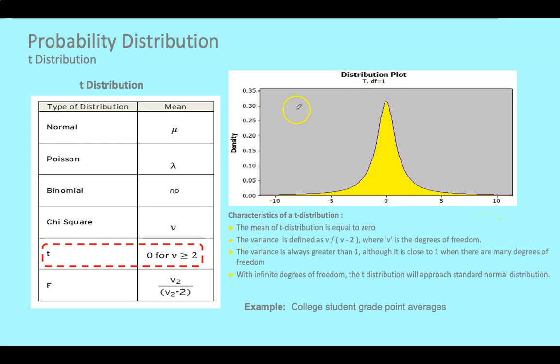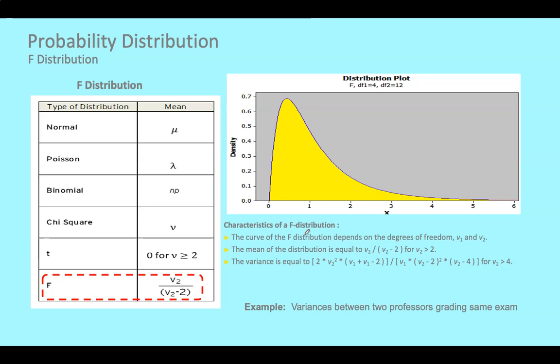Similarly, to understand the t distribution, the mean of the t distribution is equal to 0. It is also symmetrical, but in the t distribution the variance is defined as v by v minus 2, where v is the degrees of freedom. The variance is always greater than 1, although it is close to 1 when there are many degrees of freedom. With infinite degrees of freedom, the t distribution will approach a standard normal distribution. An example is finding college student grade point averages. Then we have the F distribution.